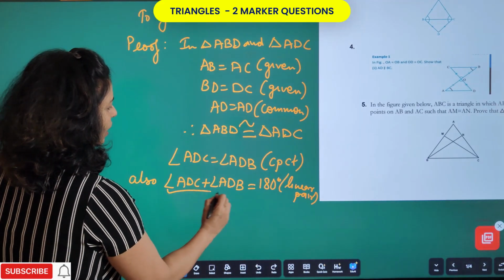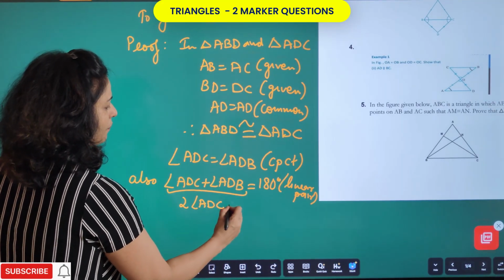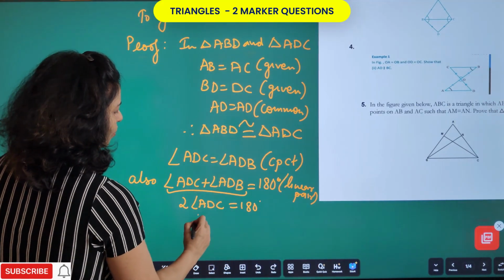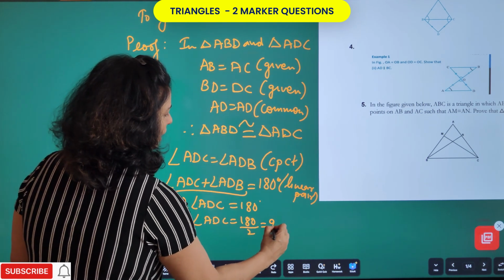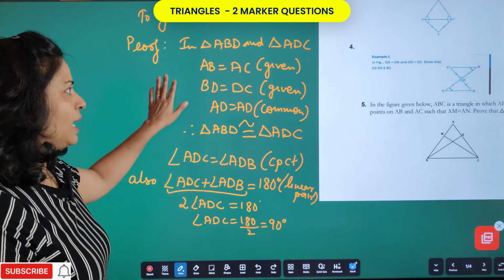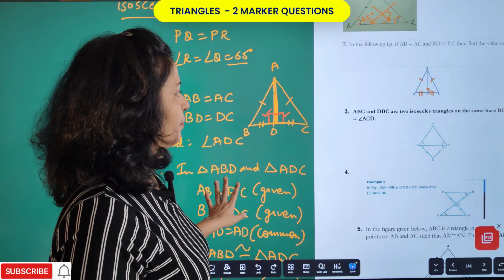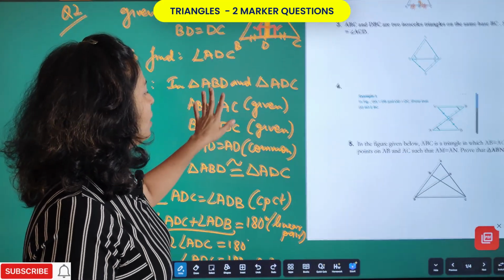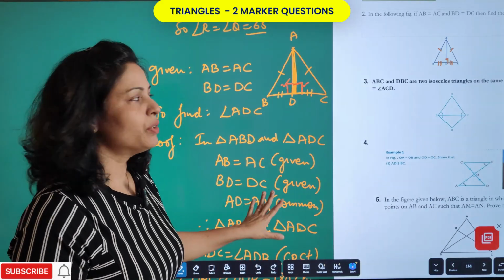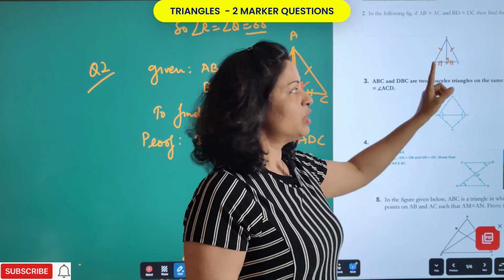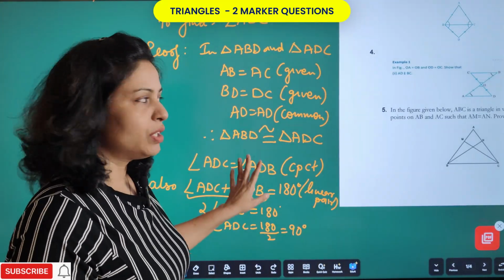So here we gave the reason, this is linear pair. Now these two angles are equal, I can write it as 2 angle ADC also, because both sum to 180 degrees. So angle ADC will be 180 by 2, that is 90 degrees. Alright, so our angle ADC is 90 degrees. It's a right angle. This way we found the value of ADC by proving the congruency between the two triangles, which includes this angle. After that we can find the angle which they asked.